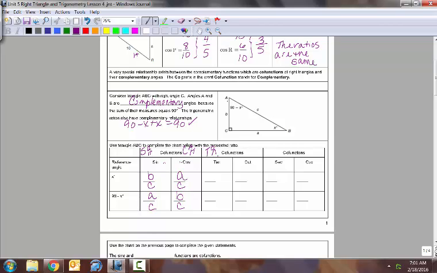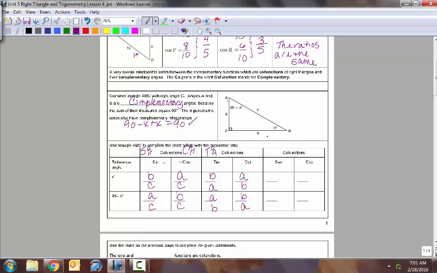Tangent is TOA. So I find my reference angle, opposite over adjacent, reference angle, opposite over adjacent. Now cotangent is going to be the reciprocal of tangent. So this is going to be A over B, and this will be B over A.